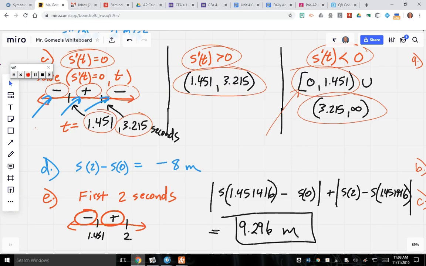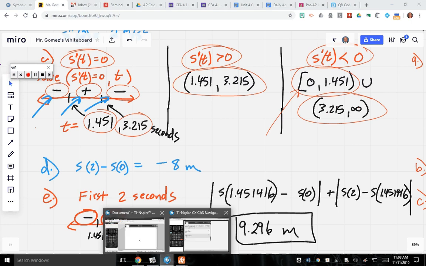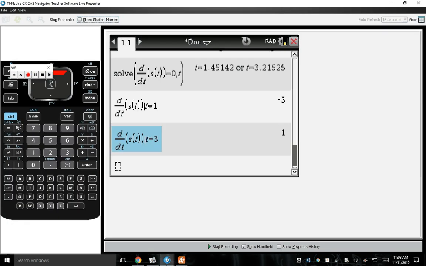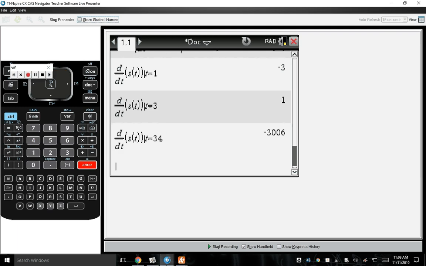And the last one that I could test is anything past 3.2, which I could put like 4. So I could come up here, I could copy this, press 4, whoops, or 34, and I'm going to get a negative, right? I'm going to get a negative, yes.